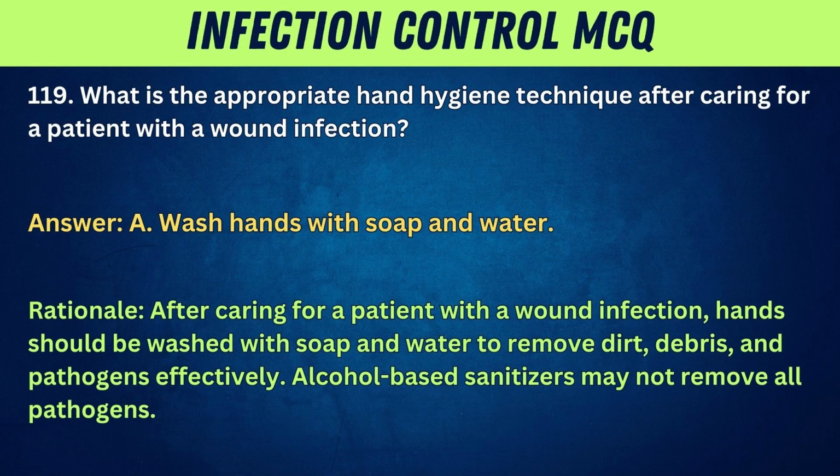Answer: A. Wash hands with soap and water. Rationale: after caring for a patient with a wound infection, hands should be washed with soap and water to remove dirt, debris, and pathogens effectively. Alcohol-based sanitizers may not remove all pathogens.